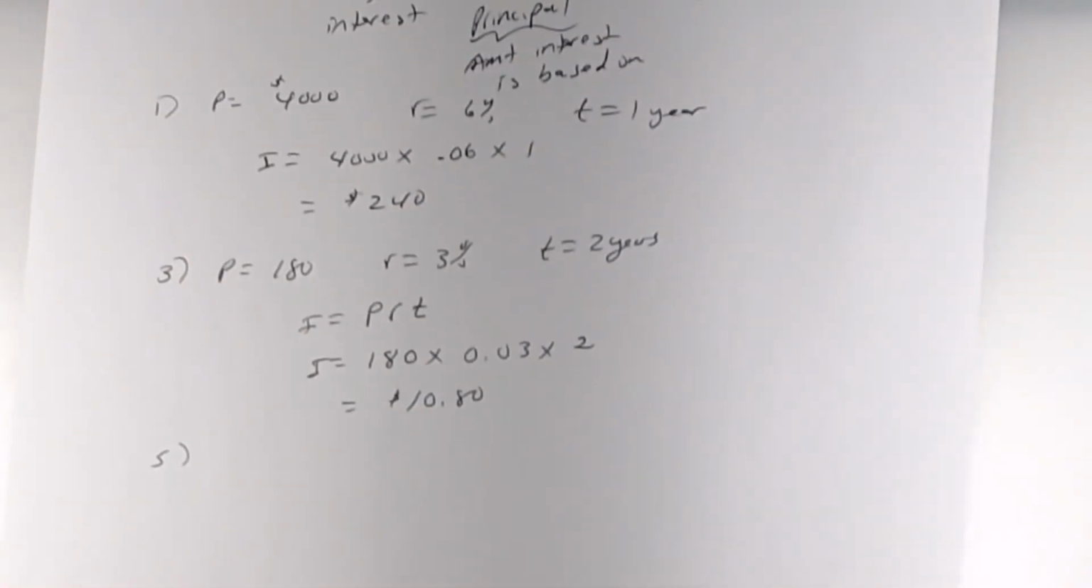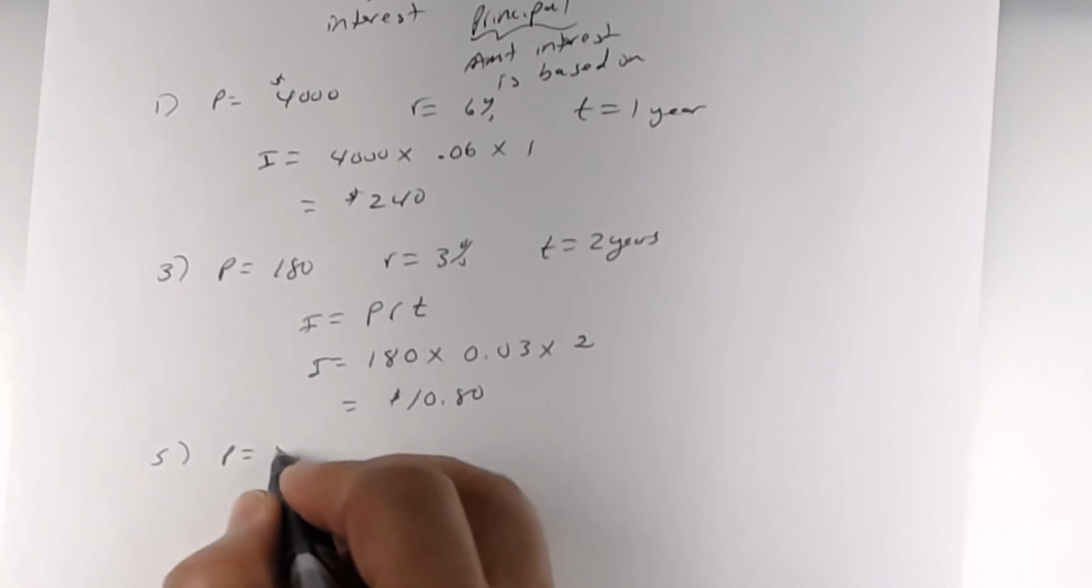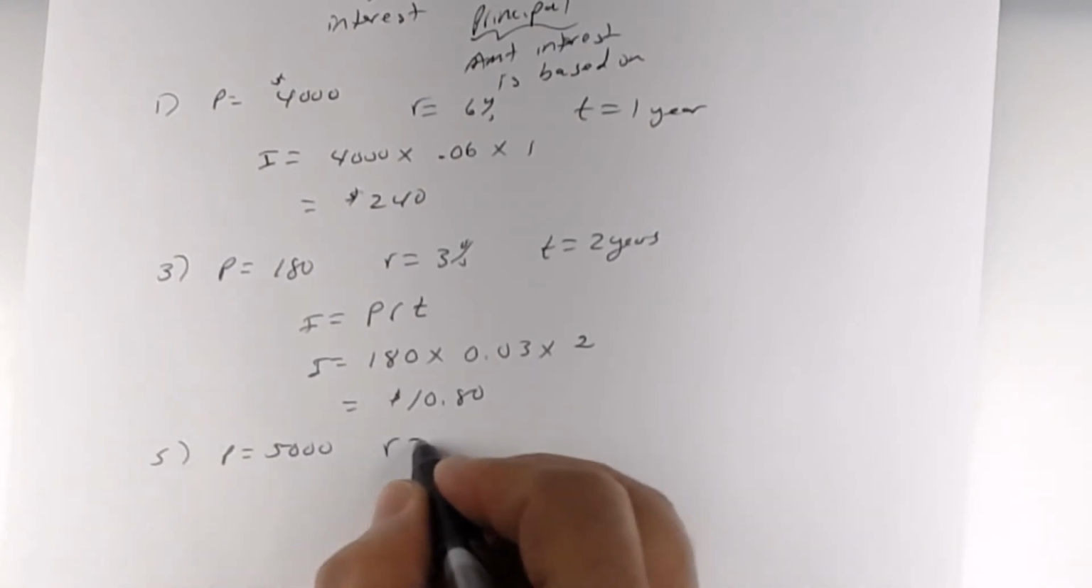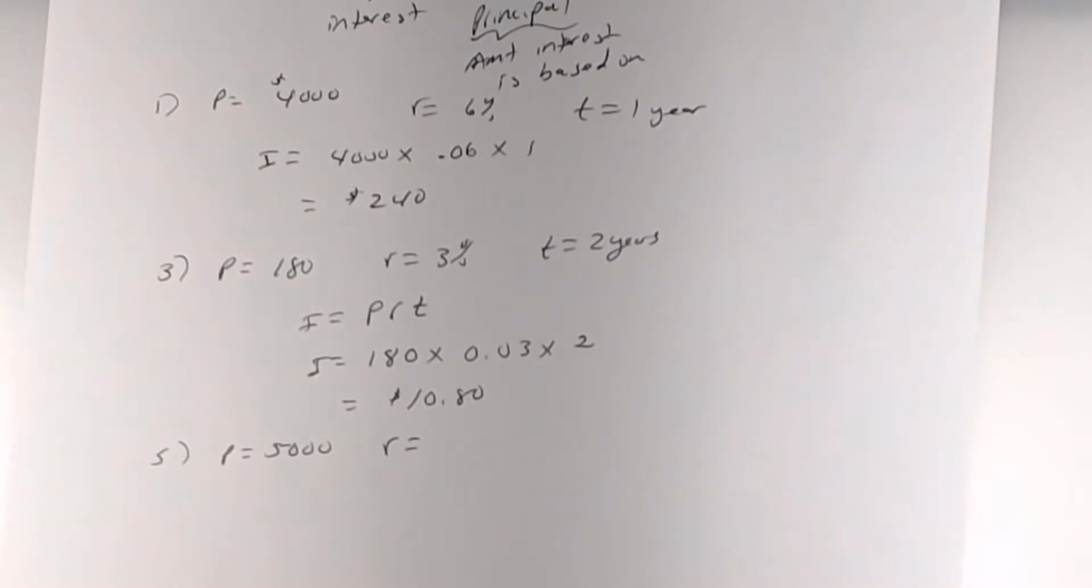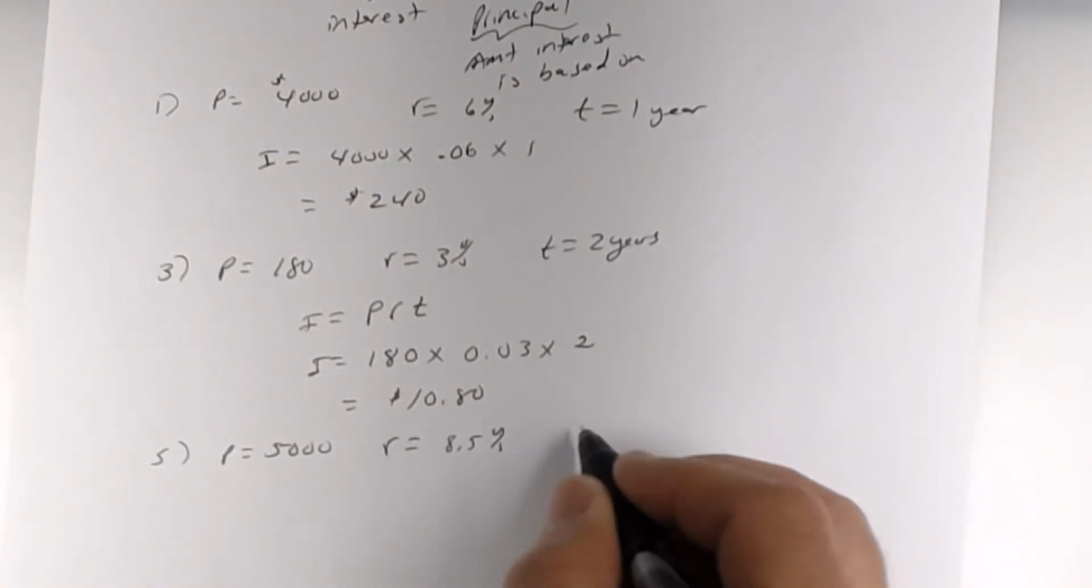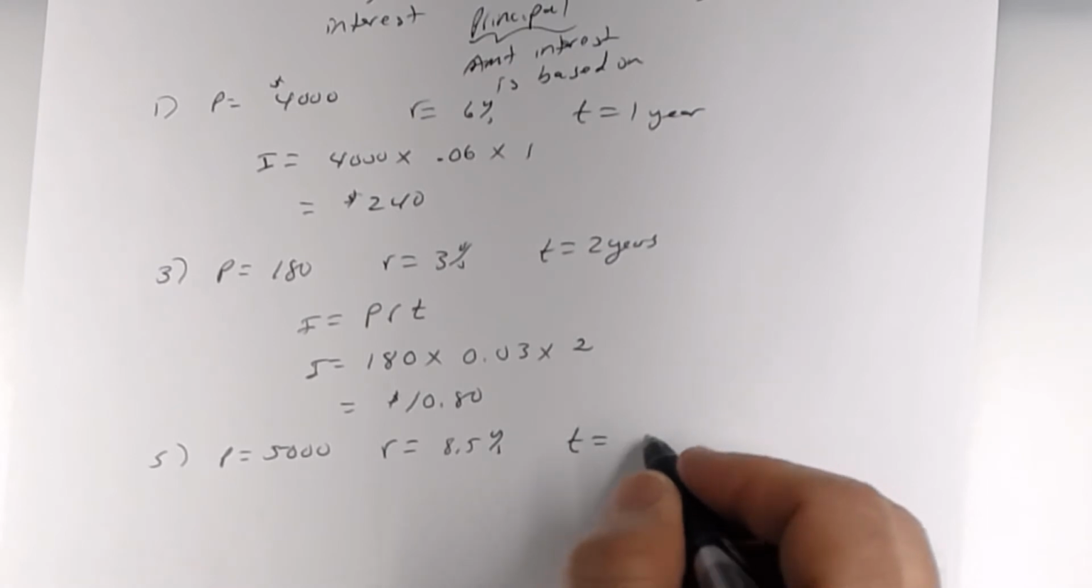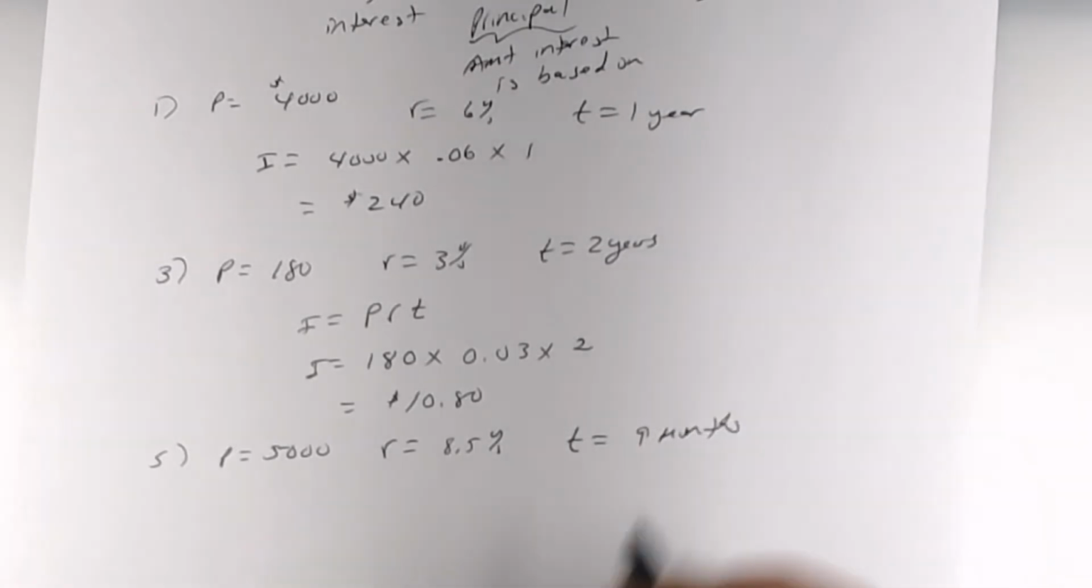Number 5, you're told that the principal is 5,000. The rate is 8.5%, and the time is 9 months. All right, now you need to be a little bit careful with that one. So you want to find the simple interest on that loan. So the interest equals principal times rate times time. So the principal is $5,000. That's how much you borrowed.